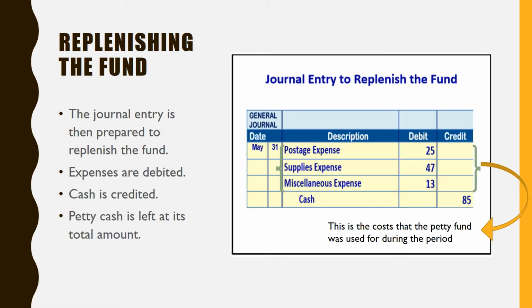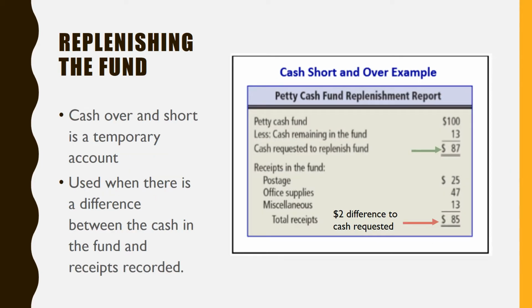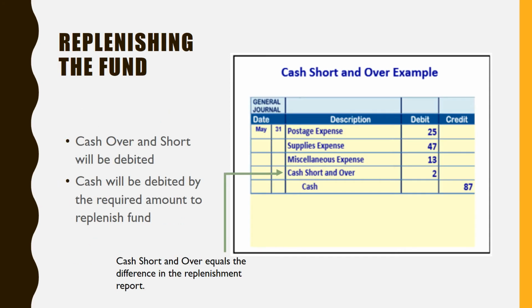Once the amount required is found, the journal entry is then made where all expenses are debited and cash will be credited. The petty cash fund is left at its total amount. However, if there are discrepancies between the total receipts in the fund and the cash requested to replenish the fund, the cash over and short account must be used. This temporary account will also be debited alongside expenses in the journal entry by the difference between the total receipts and the cash requested to replenish the fund. This will then ensure that the petty cash fund is fully replenished.